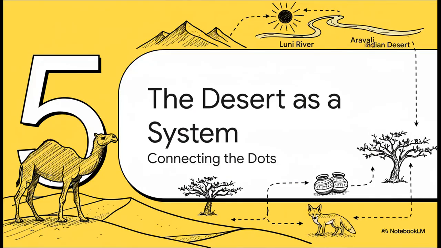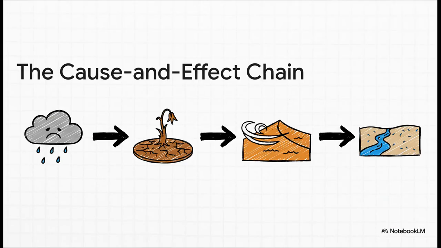So to wrap things up, it's really important to understand that the desert isn't just a bunch of separate things like sand, wind, and heat. It's one big system where everything is connected. So let's connect all the dots and see how it all fits together. This right here puts it all together for us. Look at this chain of cause and effect. It all starts with the main cause, very low rainfall. Remember, less than 150 millimeters. Because of that, the climate is arid, which means very few plants can grow.